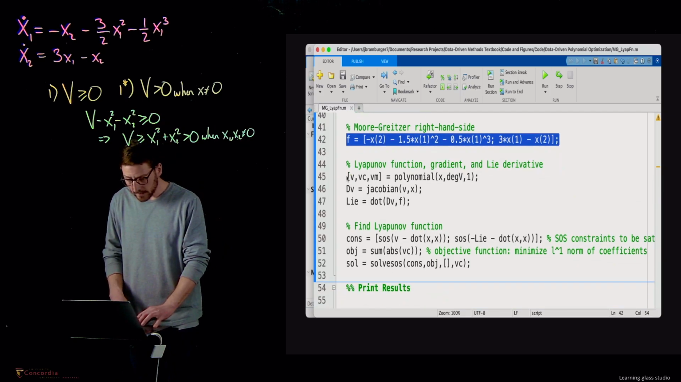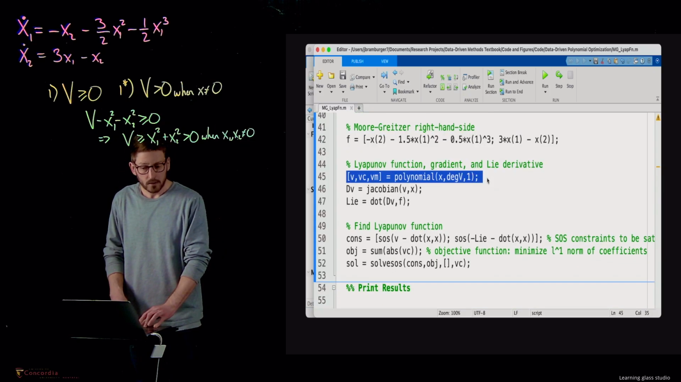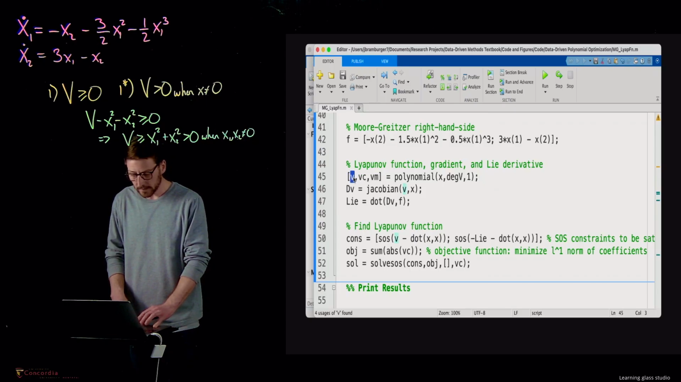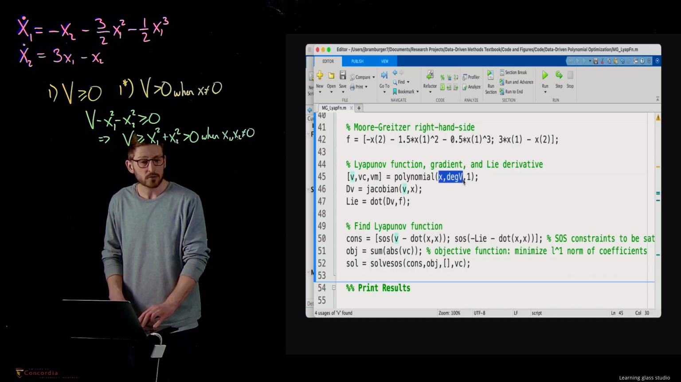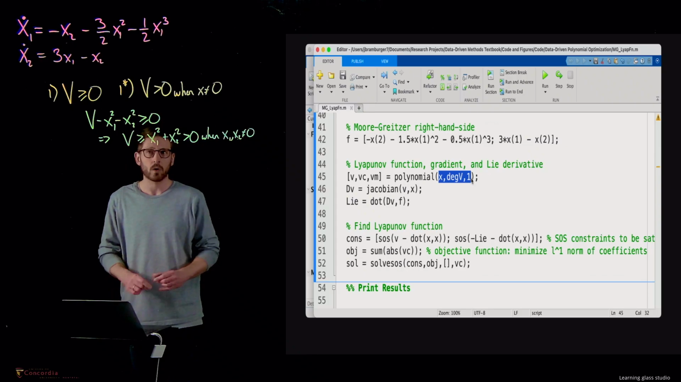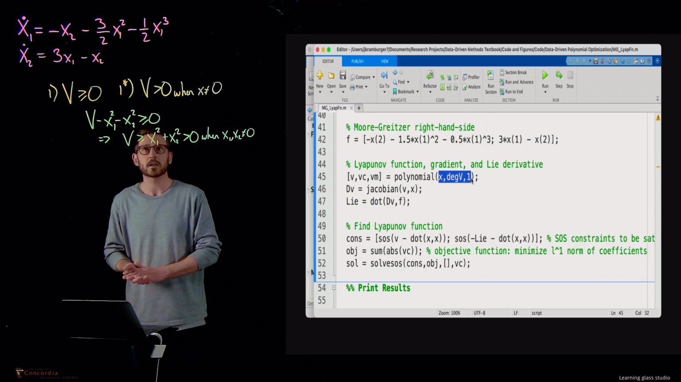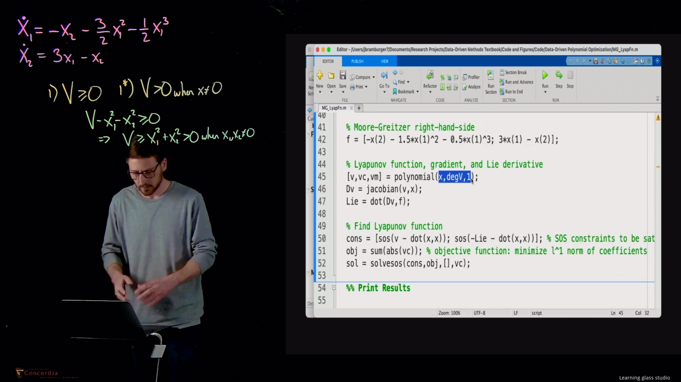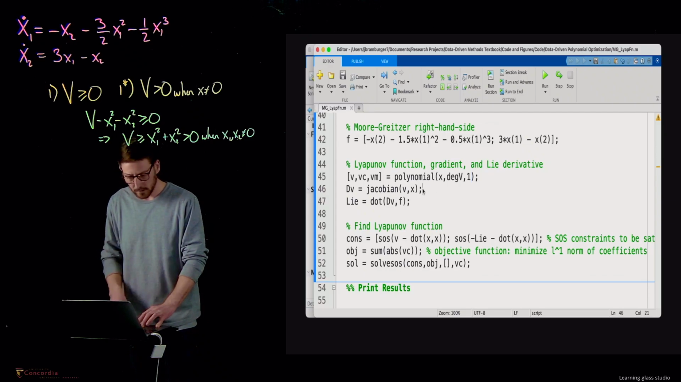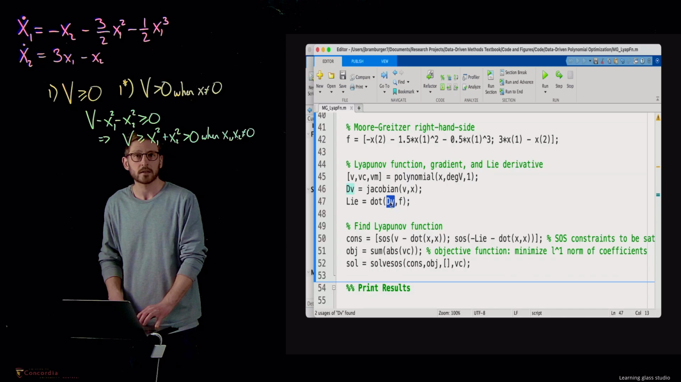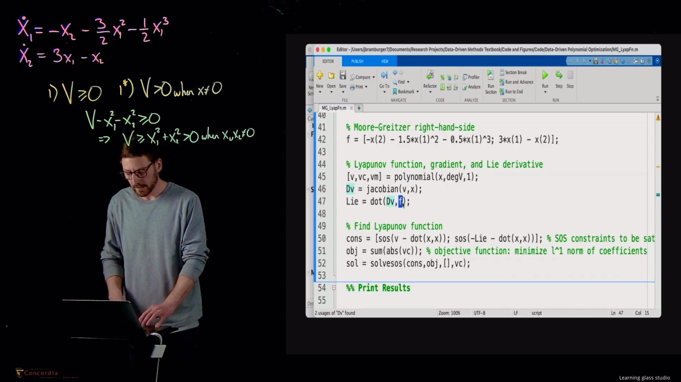Here I'm going to make a polynomial for my Lyapunov function. So I'm going to call this v. It's going to be a polynomial in the variables x going up to degree v, starting at degree 1. There's not going to be any constant term in here because it doesn't matter for Lyapunov functions. And then I'm going to compute some derivatives. And here's my Lie derivative here. It's the dot product between the derivative or the gradient of the Lyapunov function and the right-hand side.